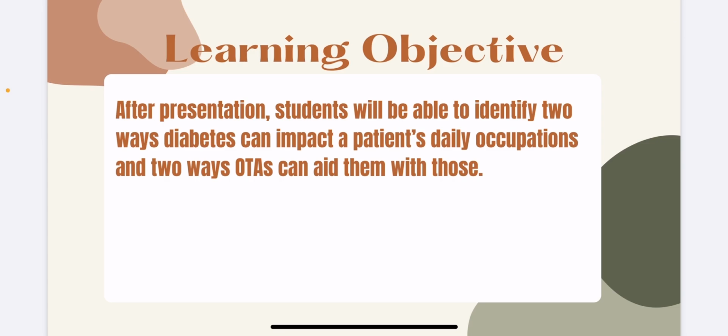So today's learning objective is, after the presentation, students will be able to identify 2 ways diabetes can impact a patient's daily occupations and 2 ways us as OTAs can aid them with those. Does anybody have any ways they know already that we can aid people with diabetes, patients with diabetes?